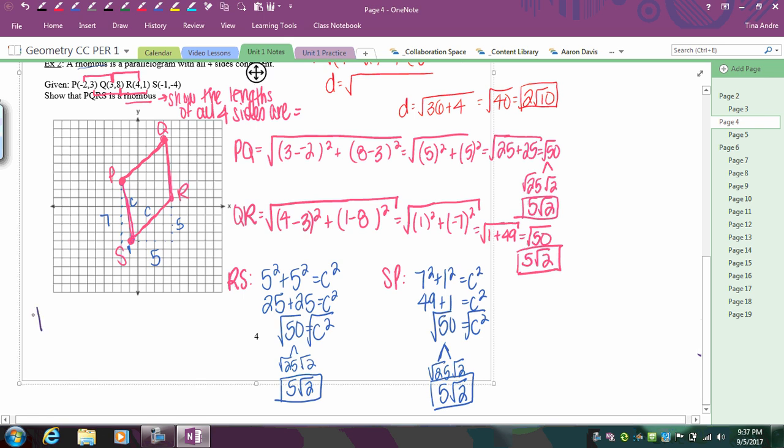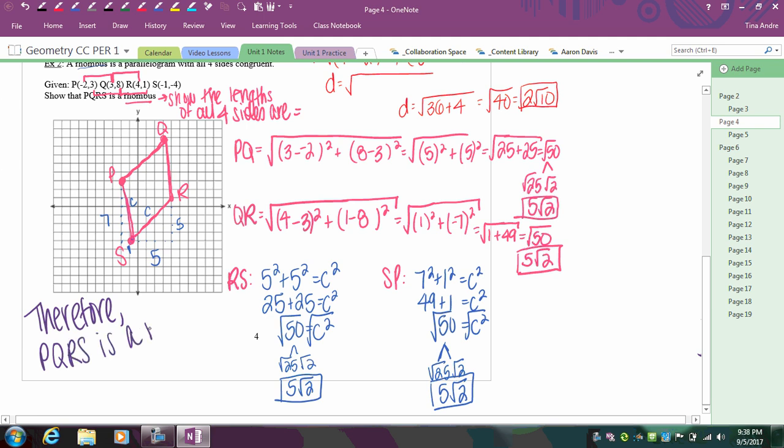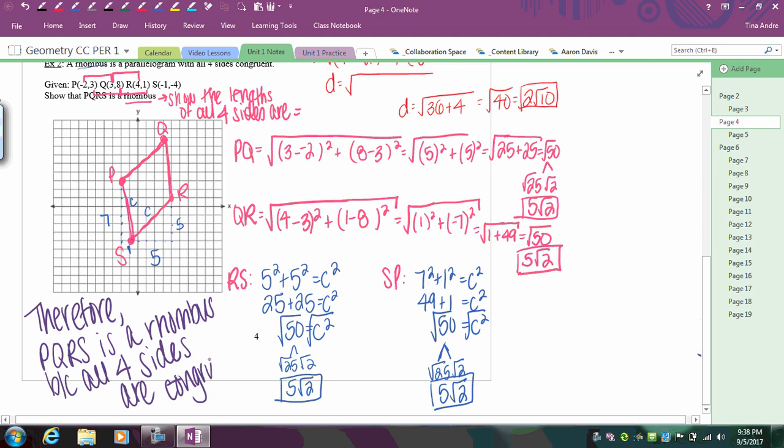therefore, PQRS is a rhombus because all four sides are congruent, meaning they have the same side lengths.